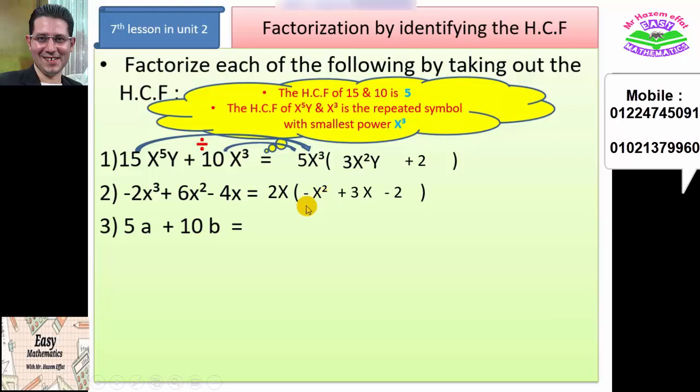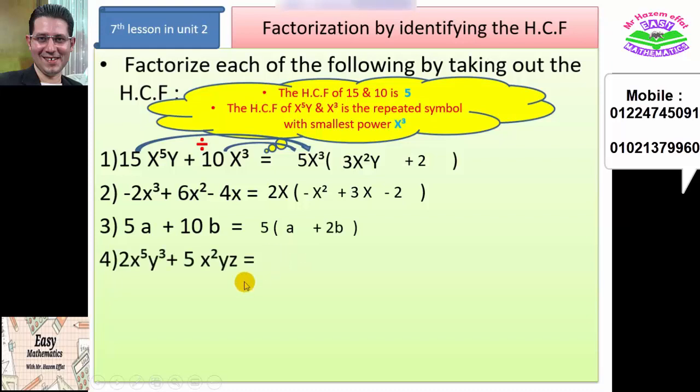We just take 5 as the H.C.F. and open brackets. By dividing 5a by 5, it will be equal to positive a. By dividing 10b by 5, it will be equal to positive 2b.